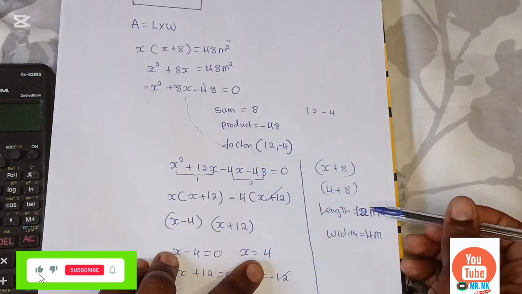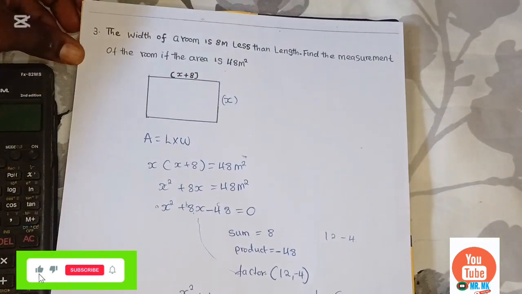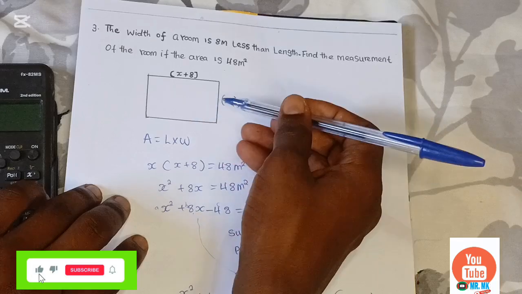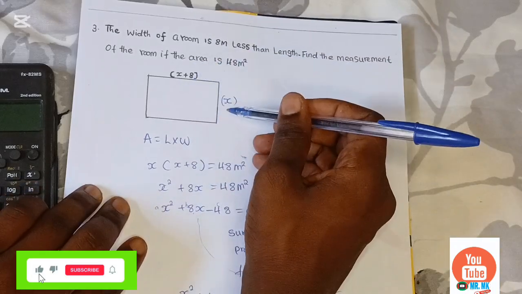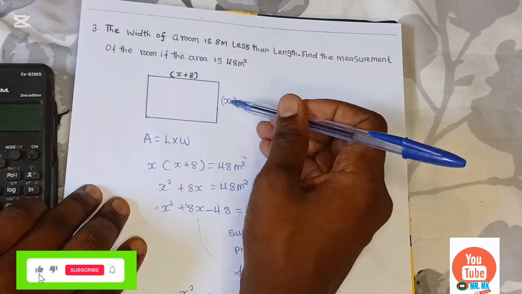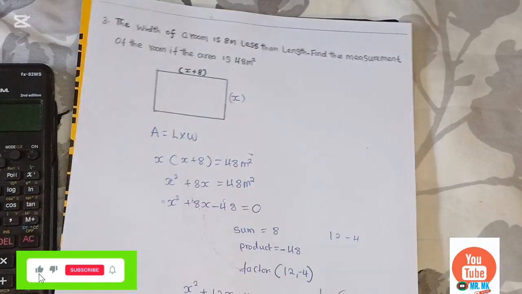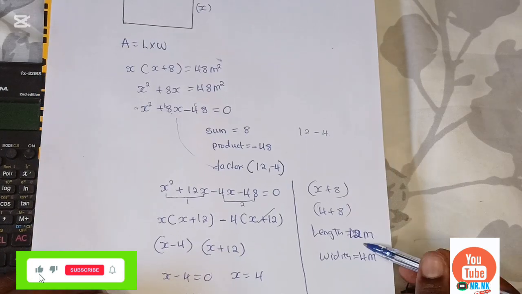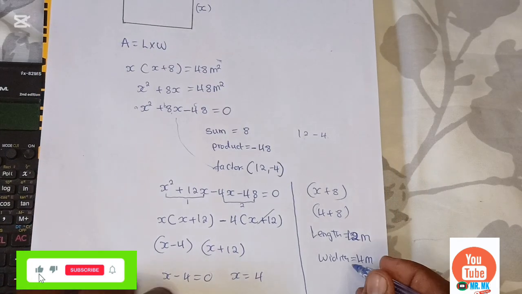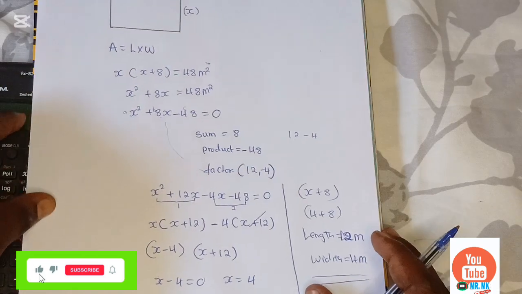Now let's confirm whether we are right. How do you get the area of a rectangle? The area of a rectangle is length times width. Here the length is 12, the width is 4. If I multiply 12 times 4, I still get 48 meters squared. For that case, the length is 12 meters and the width is 4 meters. That is our final answer.